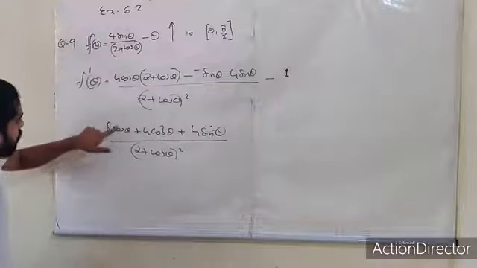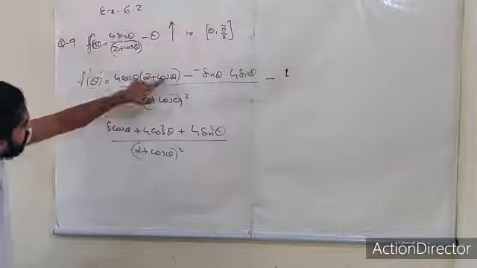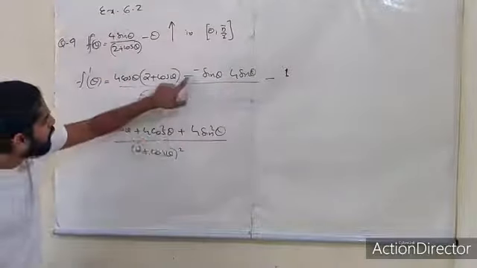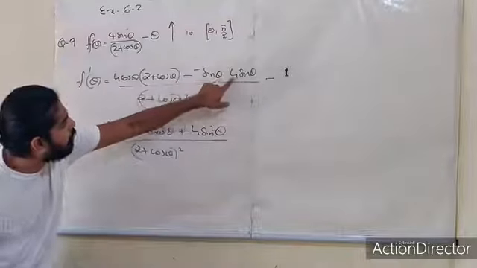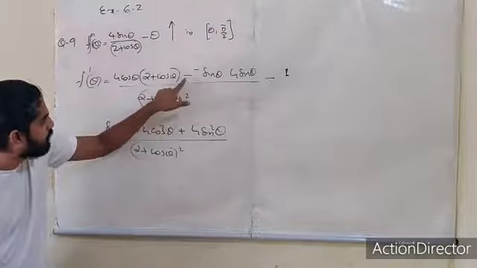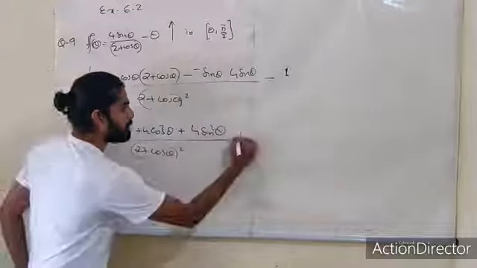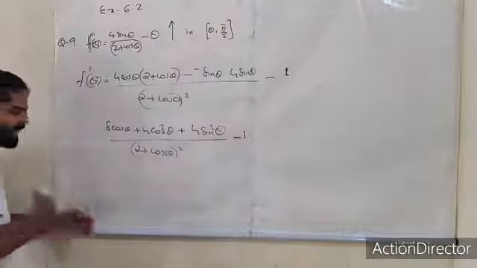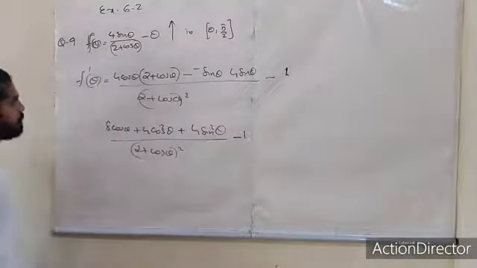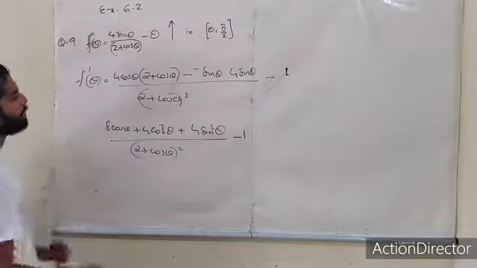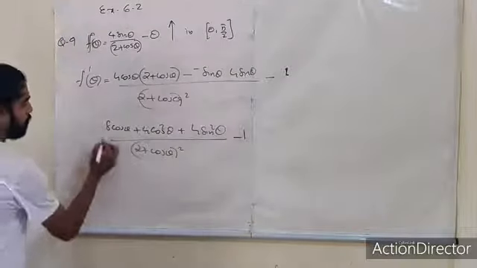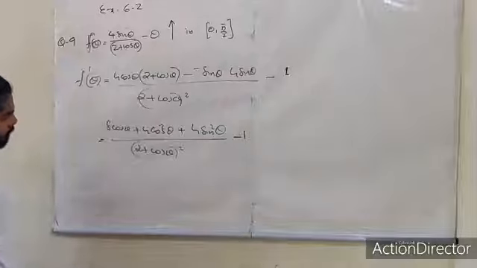4 cos theta into 2 is 8 cos theta. 4 cos theta into cos theta is 4 cos square theta. Minus sin theta into 4 sin theta, so 4 sin square theta will be positive, negative into negative is positive. Minus 1. We have to simplify this again, since we can't yet say this is greater than 0. Okay, so we will simplify this again.